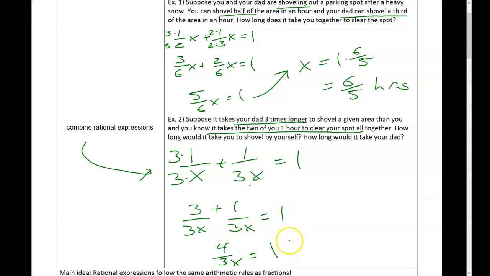And now I can tackle this a couple different ways. If you want to think of it as cross-multiplying, you can, meaning I'm making my 1 a 1 over 1, and then I'm cross-multiplying. Or I can just think of it as multiplying by 3x on both sides. Okay, so that's going to give me 4 equals 3x, and then x equals 4/3. All right?